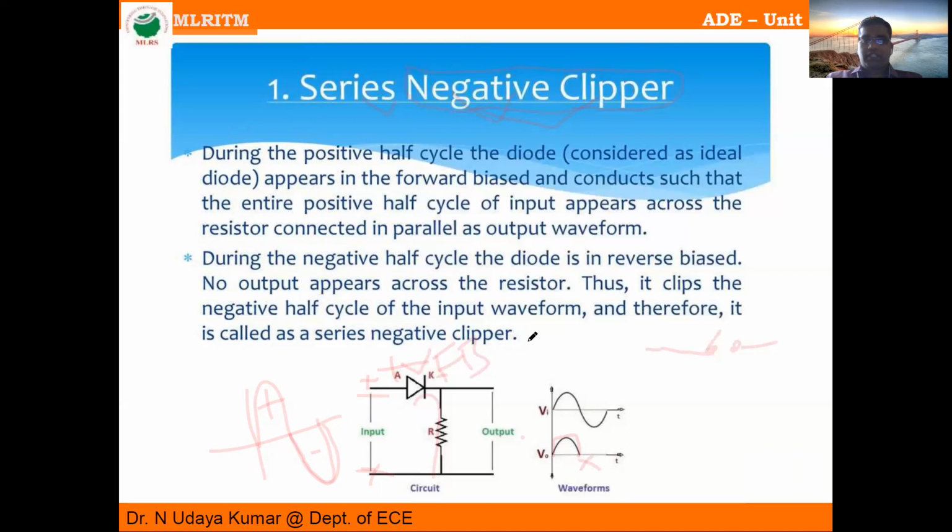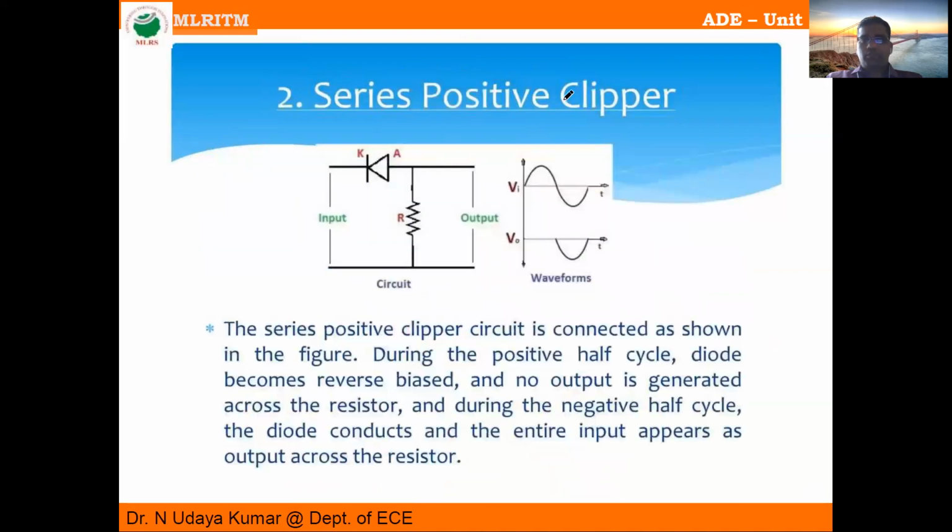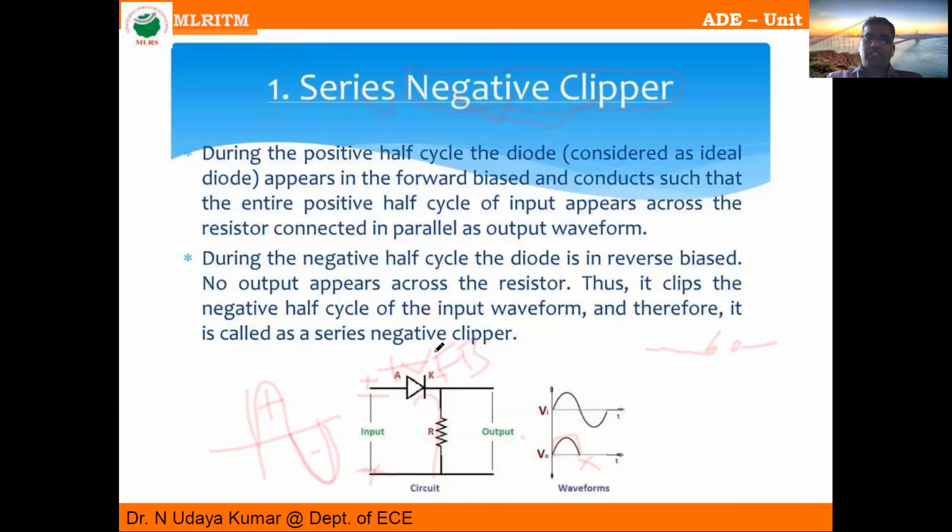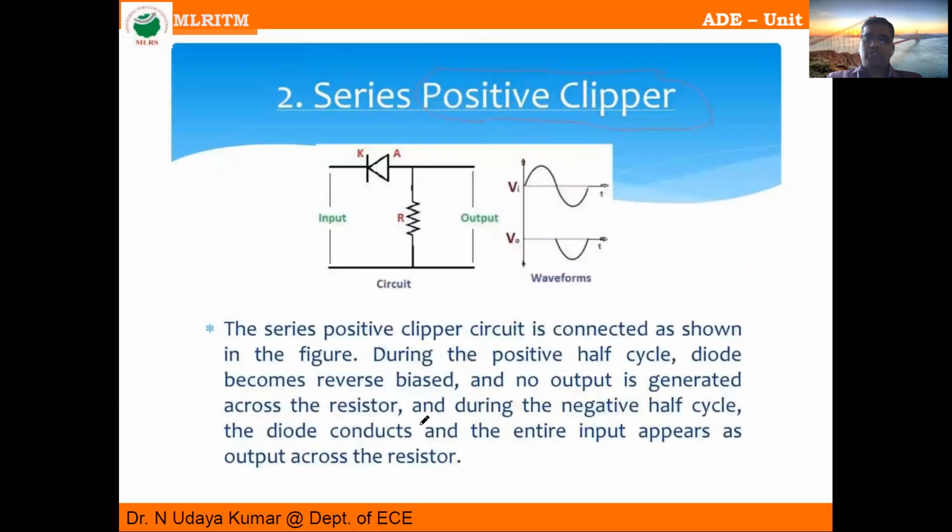So similarly, the series positive clipper. Now I want to clip the positive portion. What is the difference between the previous circuit and this circuit? Only the diode terminals are interchanged. Now it is a positive clipper.